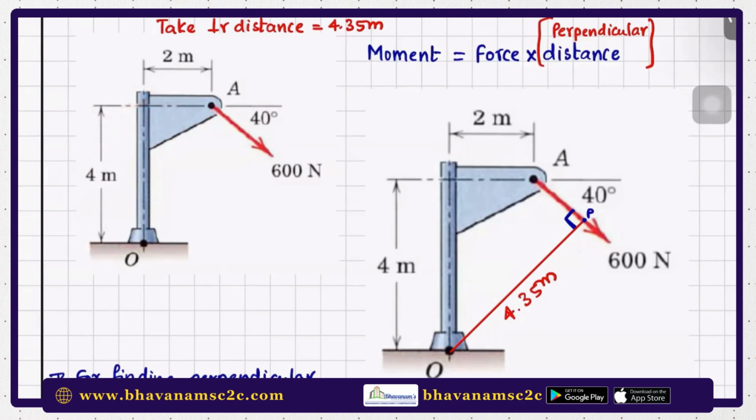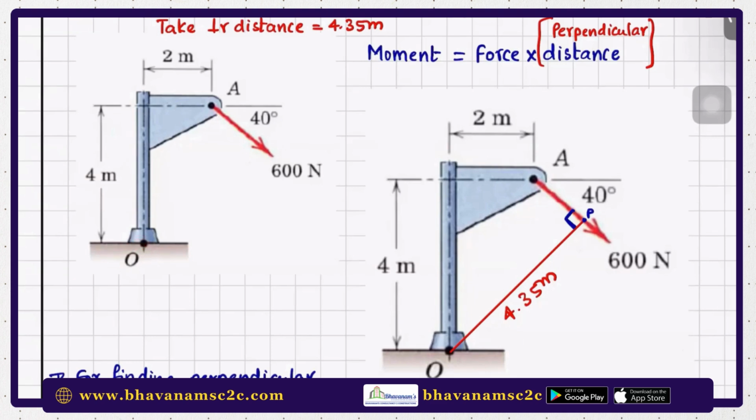So simple, the formula is force into perpendicular distance. The force is 600 Newtons. One step is over. The second step is finding the perpendicular distance. What is the perpendicular distance? From where? If you see it in the plane, this body is rotating about the axis passing through O, perpendicular to the plane of paper. So our axis is OO. That is not visible here. It will be just like a dot if you see from the top.